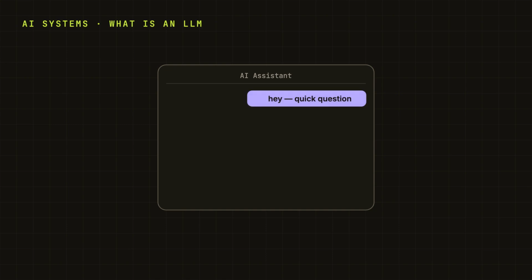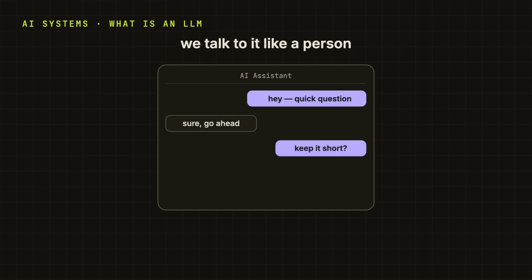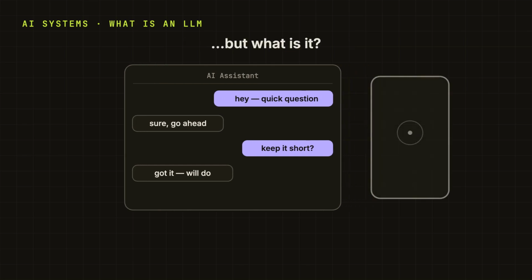So you type something into ChatGPT or Claude and it types back. And honestly, it feels like talking to a person, right? It remembers your name, it follows the thread, it seems to understand. And today, I just want to look at what is actually on the other side of that chat box. Because once I properly understood it, it genuinely changed how I see the whole thing.